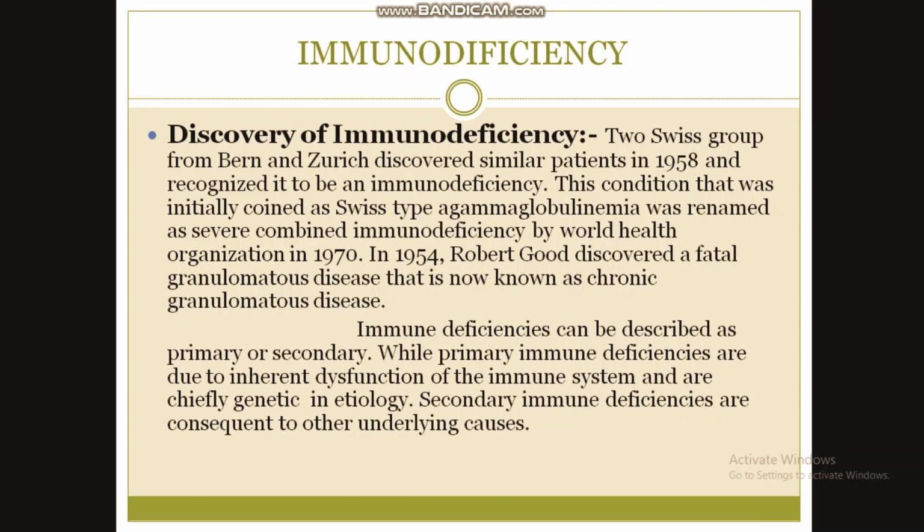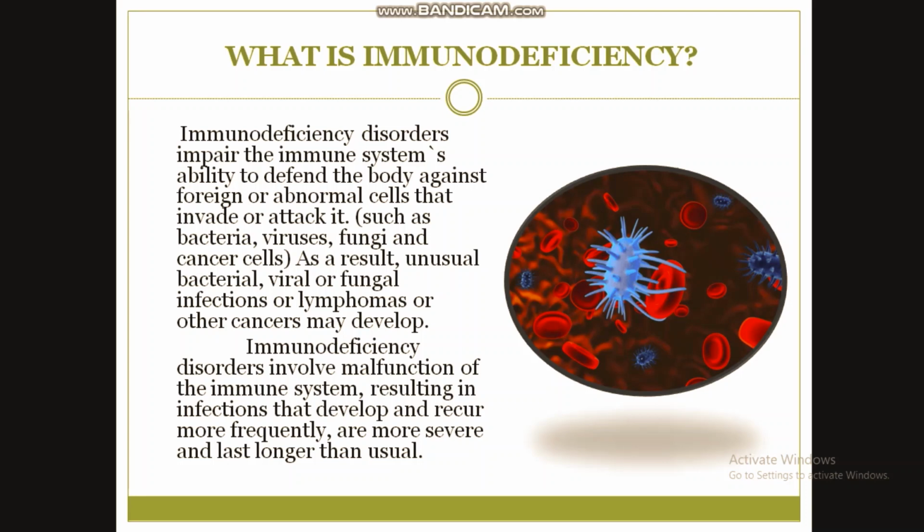Immune deficiencies can be described as primary or secondary. While primary immune deficiencies are due to inherent dysfunctions of the immune system and are chiefly genetic in etiology, secondary immune deficiencies are consequent to other underlying causes. Now after this, we will talk about what is immunodeficiency.